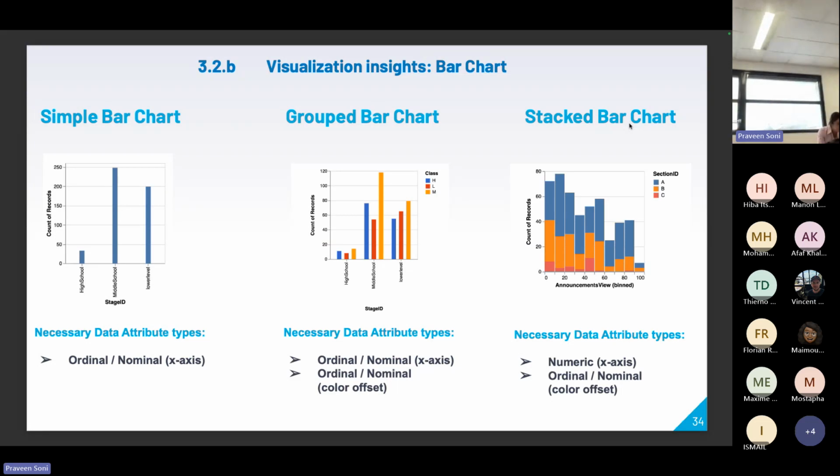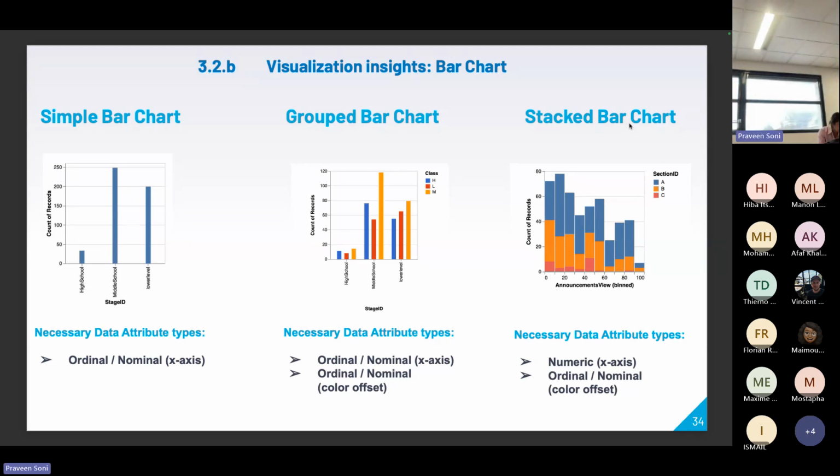So why do we call it stacked? Because one is after the other. For the color section ID, the red color is very small, orange more, and then blue less. But here in the group bar chart, the class H, L, M, I think high, low, and medium, because in the data set there may be some issues. Here it is high school, middle school, and the low level. It should be lower school, but in the data set they have given low level, so I don't make any change.